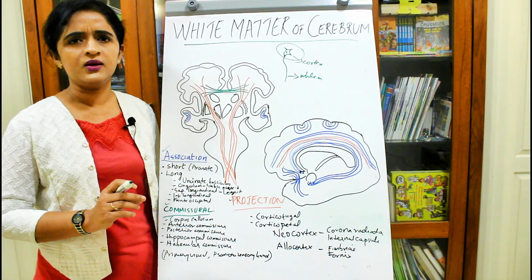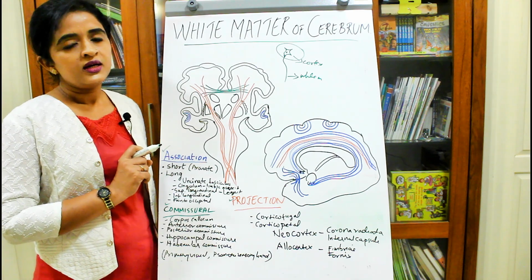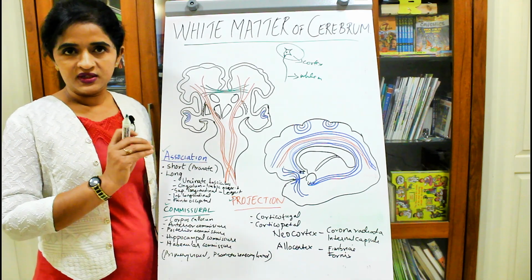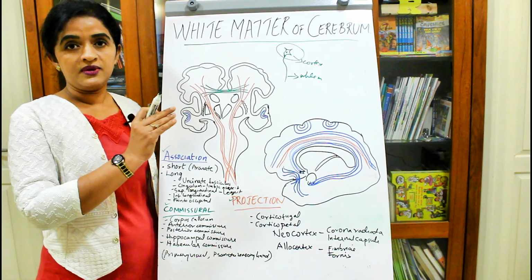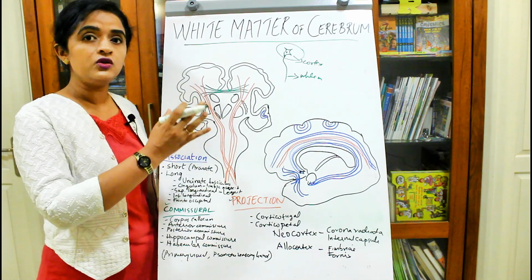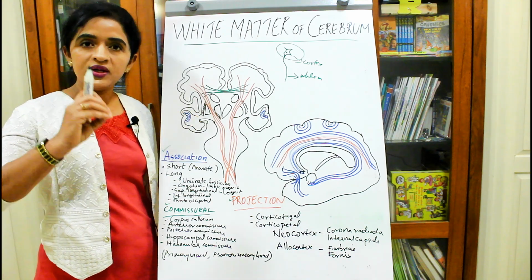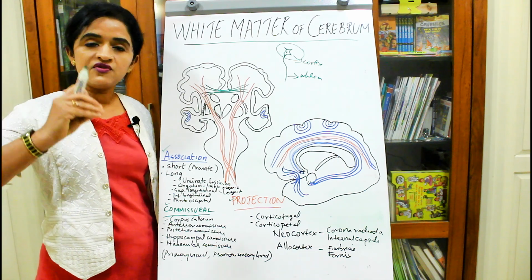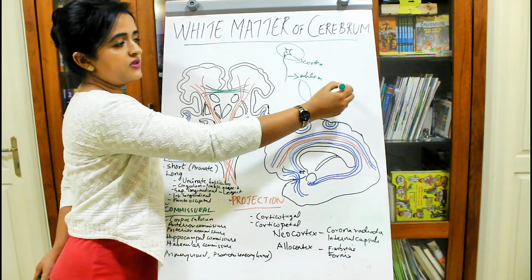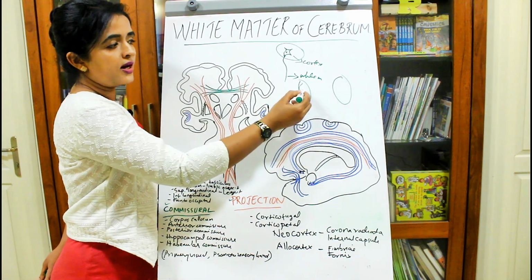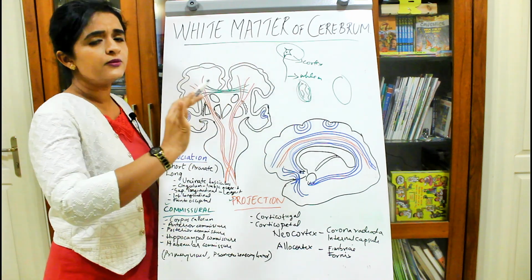So let's see what you mean by the term association fibers. So association fibers are a group of nerve fibers which connect the regions of each cerebral hemisphere, that is, they are confined to one single cerebral hemisphere. So if you take one cerebral hemisphere, you will see the association fibers connecting the different regions of the same cerebral hemisphere. Got it? So if you have one cerebral hemisphere here, one cerebral hemisphere here, you have many fibers running within the cerebral hemisphere connecting different regions of the cerebral hemisphere.